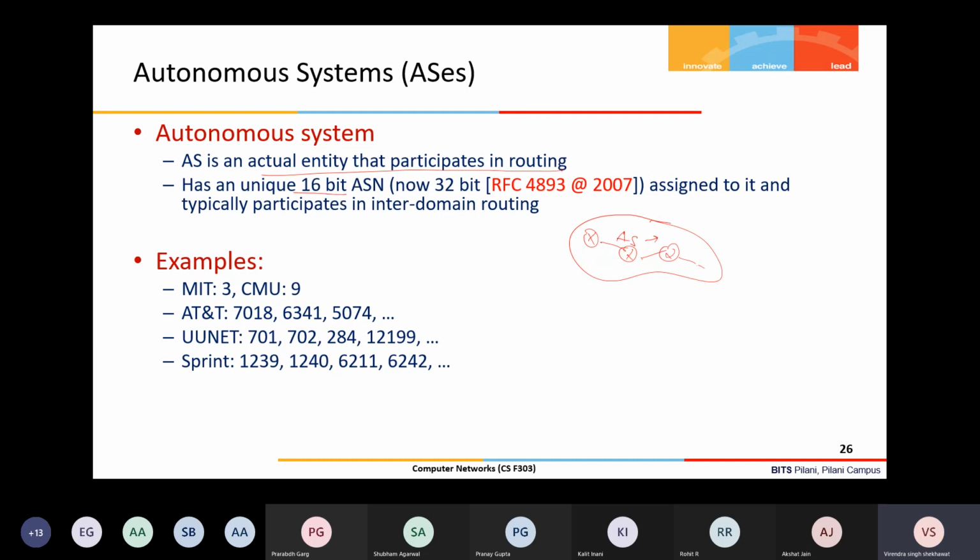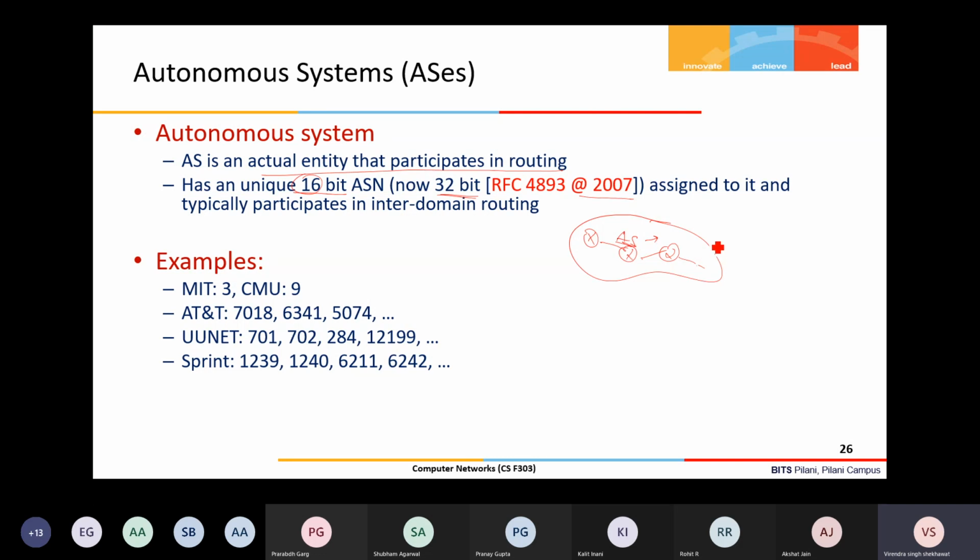Earlier it was a 16-bit number. After 2007, this number was increased to 32-bit, because more and more autonomous systems were created and 2 power 16 is the total that can be there. So it was changed from 16 to 32-bit, and a unique number is assigned. The entire autonomous system is represented or identified by this number, uniquely across the other autonomous systems.